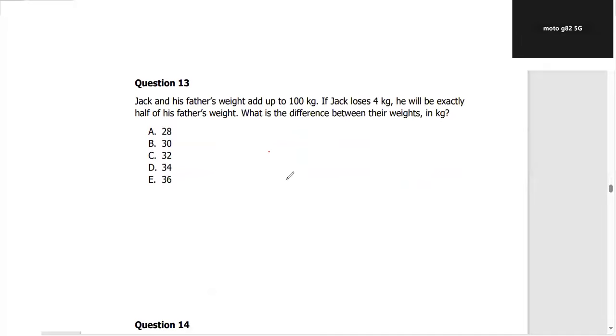Question 13. Jack and his father's weight add up to 100 kg. If Jack loses 4 kg, he will be exactly half of his father's weight. What is the difference between the weights in kg? So now, suppose Jack is so much. So what will be his father? His father will be 100 kg minus this. We don't know the value of this. Okay. Now, if Jack loses 4 kg, then he will be exactly half of his father's weight.